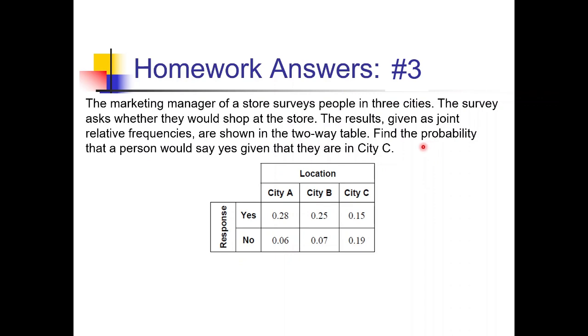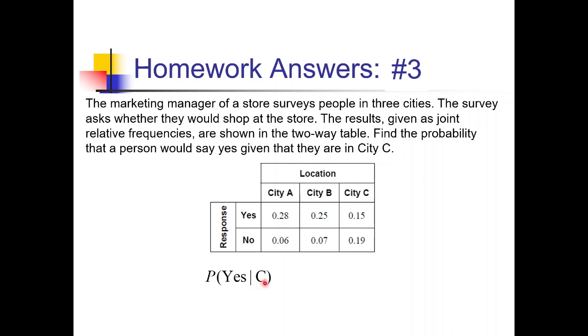They want us to now find the probability that a person would say yes, given that they are in city C. Now you've got to be careful with the formatting of this language here. They're not just asking for yes and they're in city C. They're saying assuming that they were in city C, what would they say? So it's a conditional probability type of question. We are looking for yes, given that C has already happened.